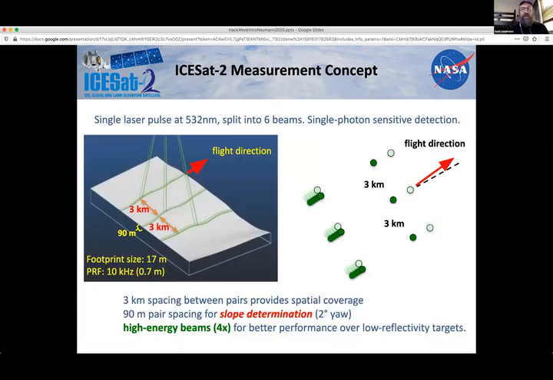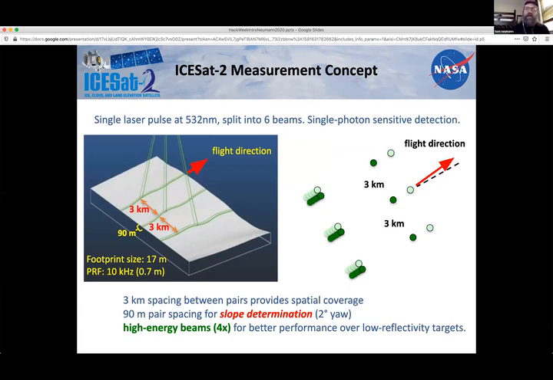Next slide, please. So if one could take a snapshot of the laser footprints on the ground, it would look similar to the figure over on the right. ATLAS generates 6 laser spots on the ground from a single pulse of laser light. So the laser generates a single pulse. On board, it's split 6 different ways, and they're laid on the ground in a little rectangle pattern.